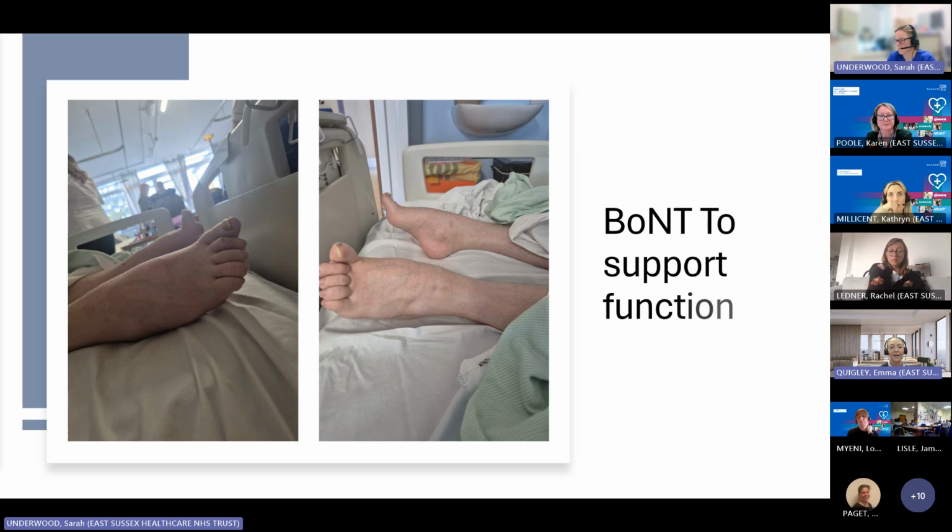One of the things that made this a little bit more interesting and difficult to assess was her level of anxiety. So if you went to touch this lady, she would scream, she would shout, ow. So it was very, very difficult to assess. But just looking at her resting position, you can see that she's in severe plantar flexion.